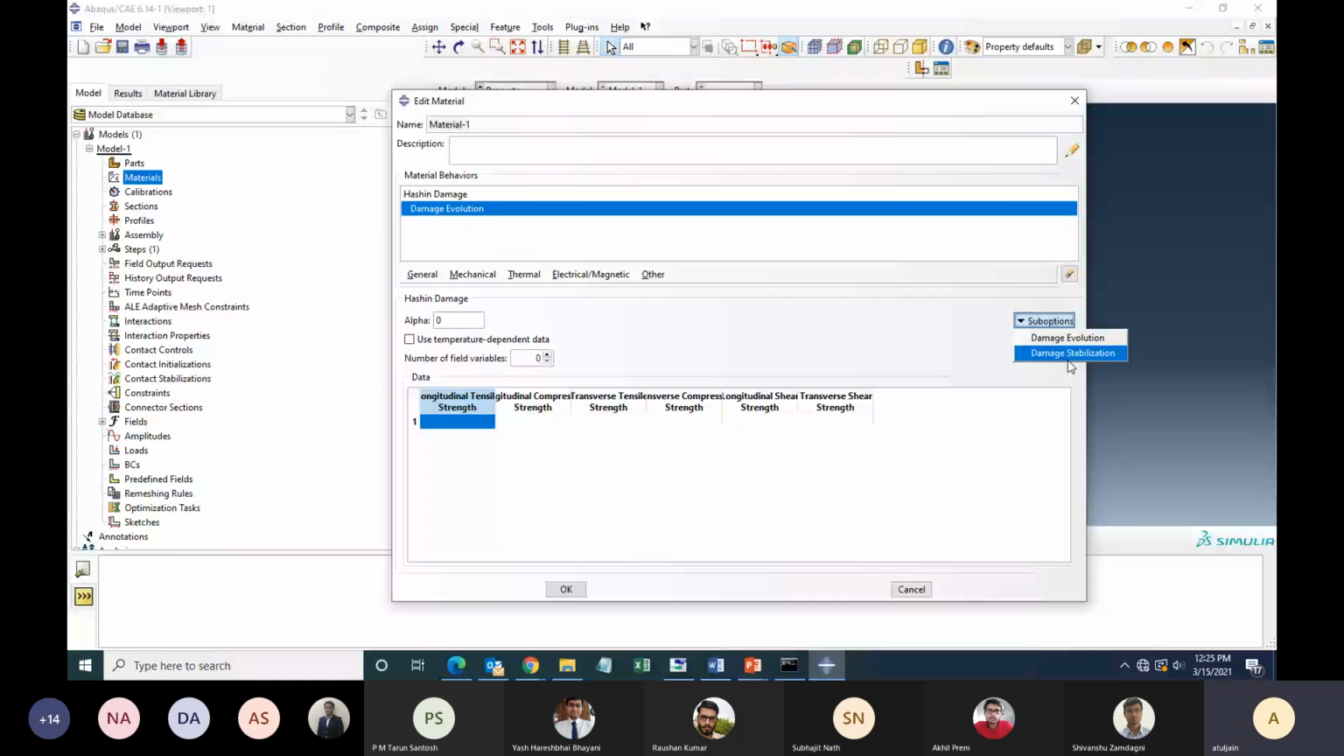Under sub options, I have clicked, and I am seeing damage evolution and damage stabilization. Can you see this or not yet? Yes, sir. If I click on damage stabilization, it will ask for viscosity coefficients.